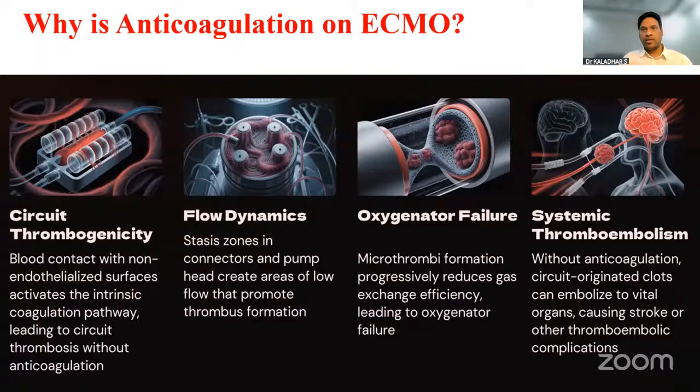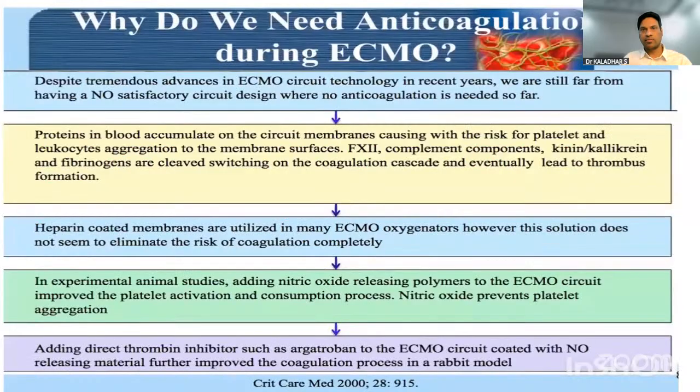And it can lead to systemic thromboembolism. Especially in VA ECMO, there is the possibility that the emboli enter into the systemic circulation, leading to stroke and even other thromboembolism, like mesenteric ischemia. The possibility is there. These are all different reasons why we resort generally to anticoagulation.